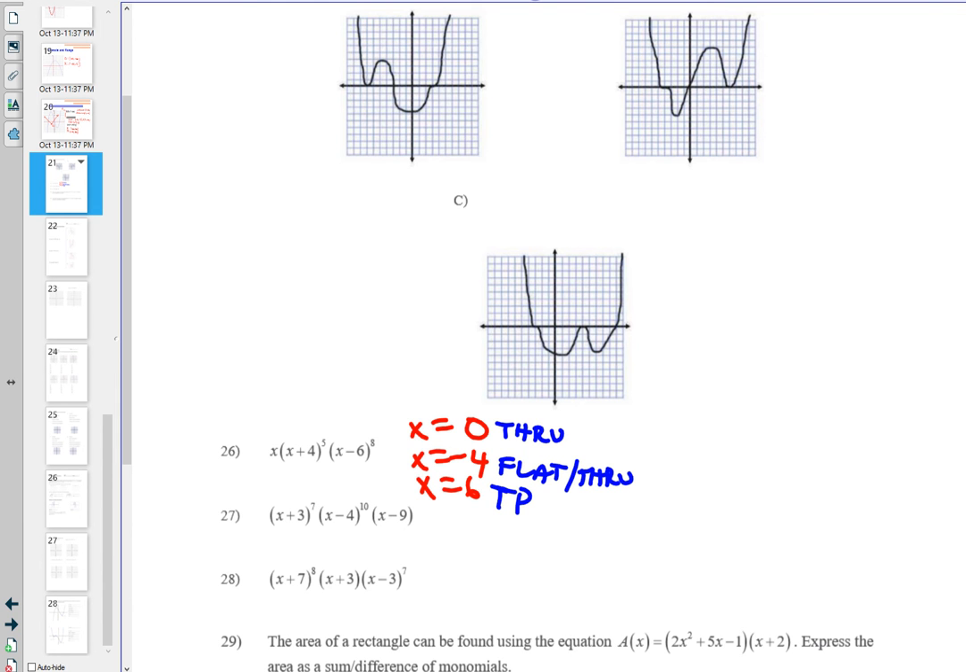It's a turning point. So 6 should also be a turning point. Which one of these graphs is touching at 0, -4, and at 6? Where at 0 we're going straight through, at 6 we have a turning point, and at -4 it's getting flat and then going through. Well, there's only one that goes through at 0. The 3 is the only one that I see that in. That would be B. Yeah.